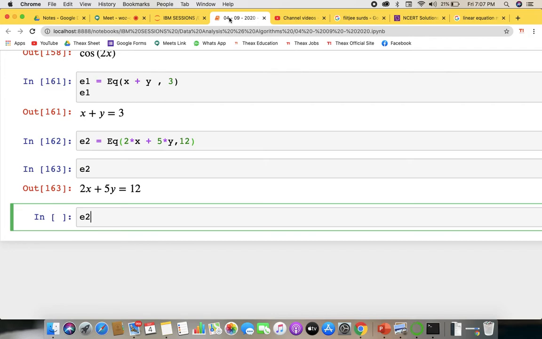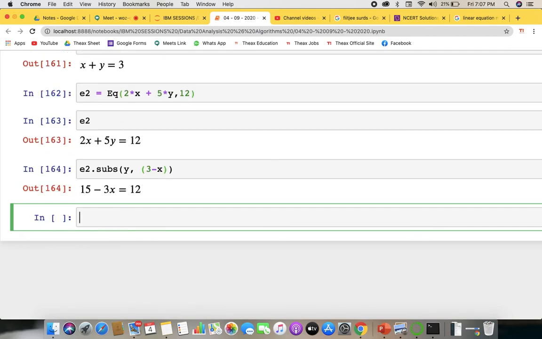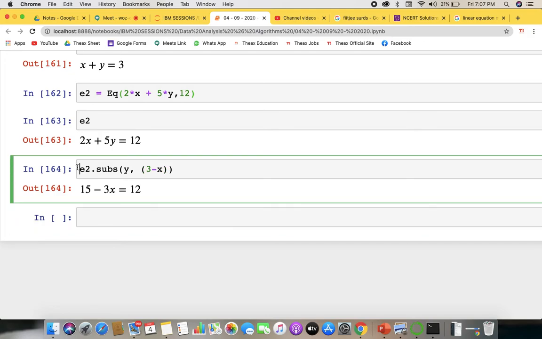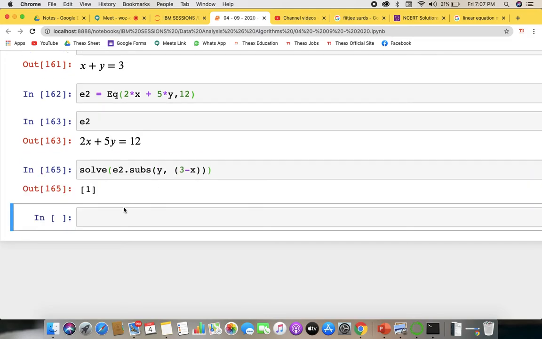So we can substitute y as 3 minus x. Very good, very good. Substituting the value of y as 3 minus x, this gives 15 minus 3x equals 12. Solving this equation would give 1.